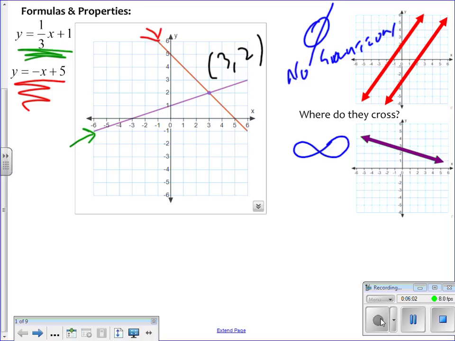Okay? So we have three possibilities. There's one solution: the place they cross each other. You have no solution: they never cross each other. Or you have an infinite number of solutions: they are the same line written in two different ways. That's what happens with this one. Questions? Big ideas, big concepts going on here.